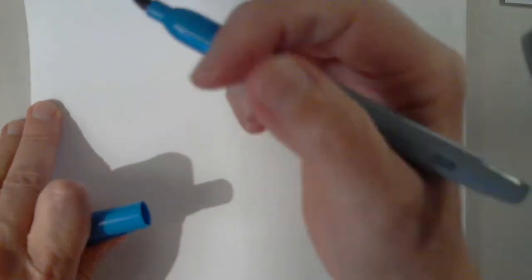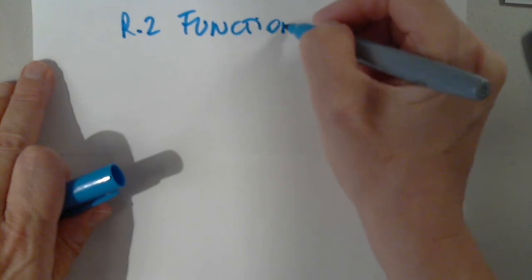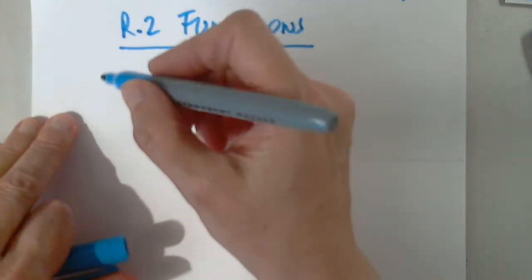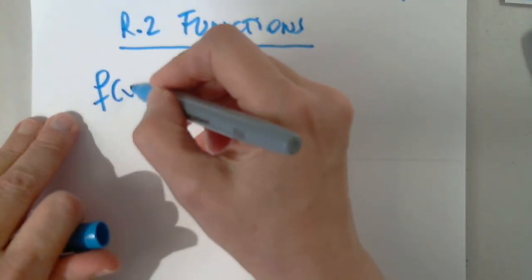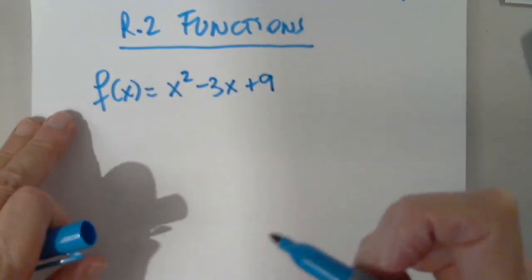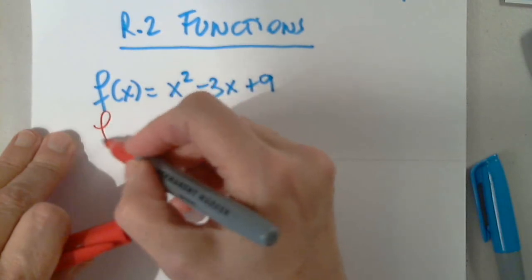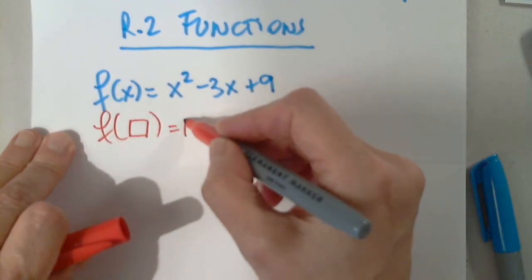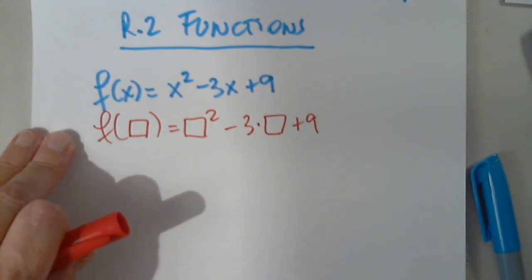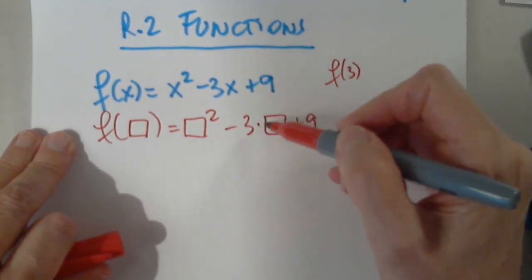Okay, R.2, functions. I'd like to start with the way we read a function. If you give me a function, let's say x squared minus 3x plus 9, let me tell you what I see. I see the pattern, I see the model. If you ask me to find f of 3, then I'll put 3 here and here and here.